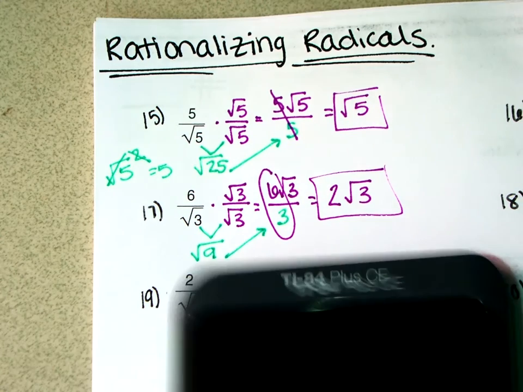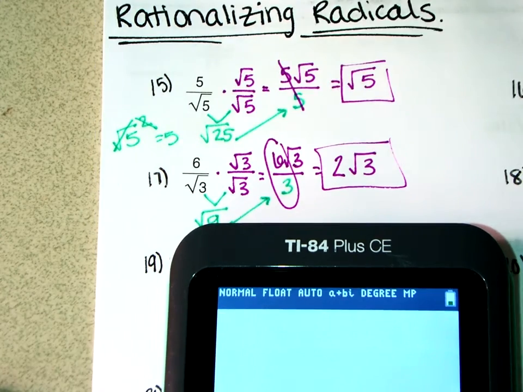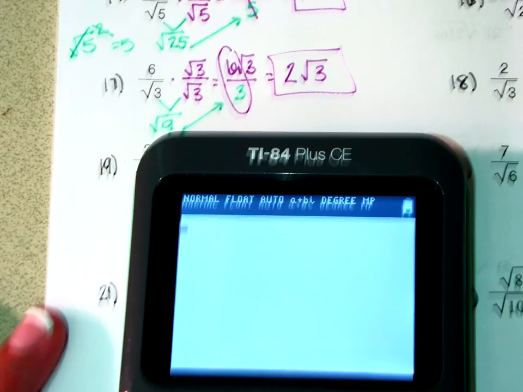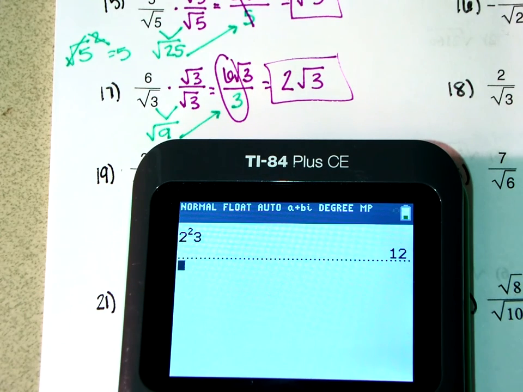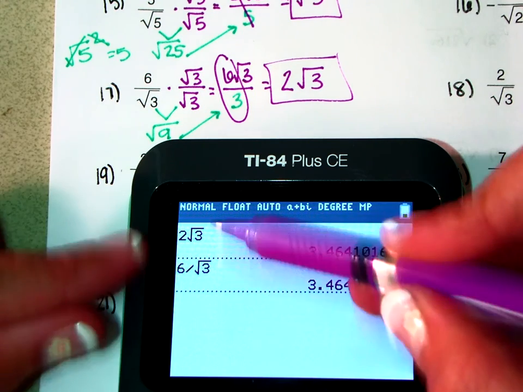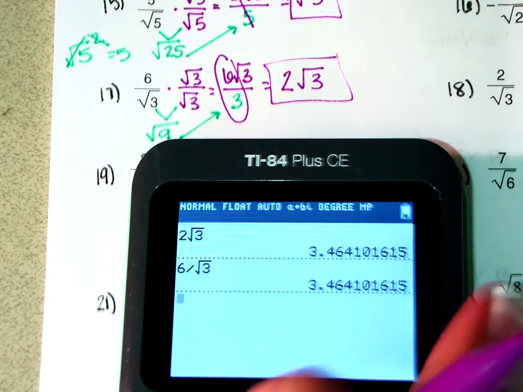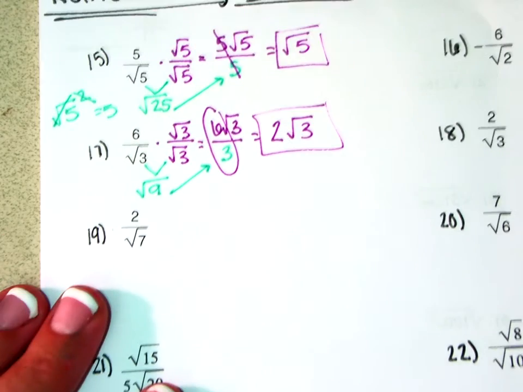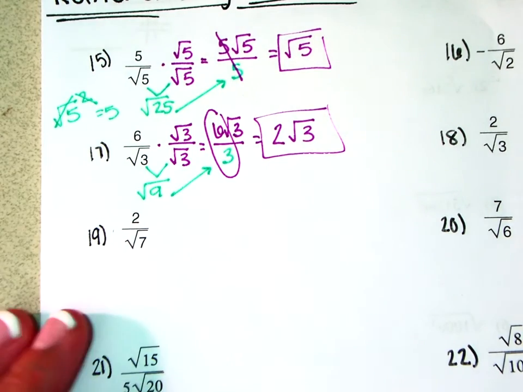Now, if you don't believe me that they're the same, let's just go ahead and do it for the sake of explanation. So 2 square root of 3, this is my decimal. If I type in my original 6 divided by the square root of 3, we literally get the same thing. These are the same answer, just one is not proper math, okay? So just be mindful, we're just changing an appearance, we're not changing a value.